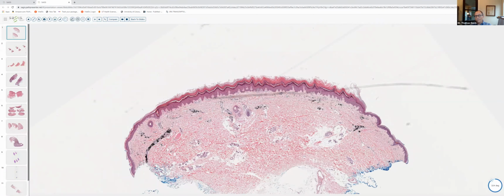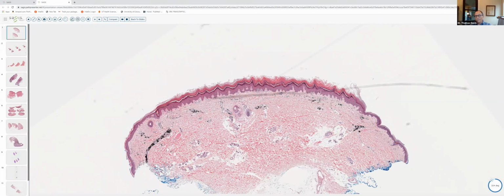11 and 12 are a little bit different. Slide 11 was very, very subtle. And we have a punch biopsy here. And we've got a terminal hair follicle here embedded down in the fat. And so, one could think about the possibility of scalp or bearded area of a male.